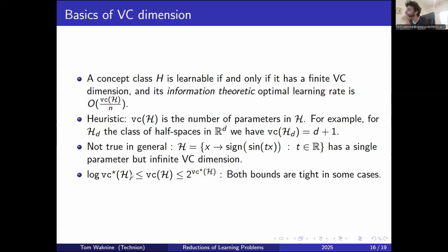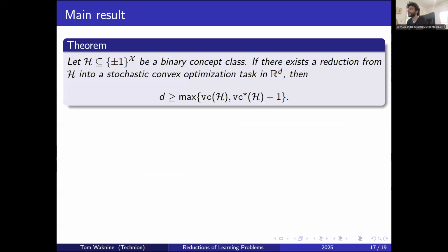The VC dimension and the VC dual dimension are finite together, but they can have an exponential gap. The VC dimension is less than 2 to the VC star and more than log VC star, and those bounds are tight. So this is essentially everything you should keep in mind on the VC dimension. If you don't know it, if you know it, then excellent. And now let's state the main result.